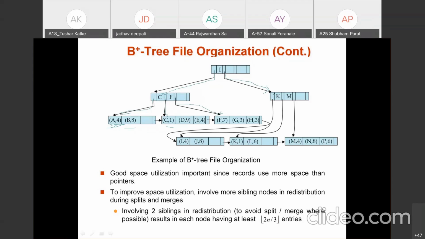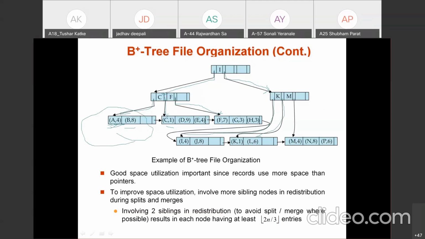Then this one points to the records which are less than K and greater than or equal to I. So I, J. This one points to the records which are equal to or greater than K and less than M, K, L, same. The only difference is that here the leaf node contains the record itself.